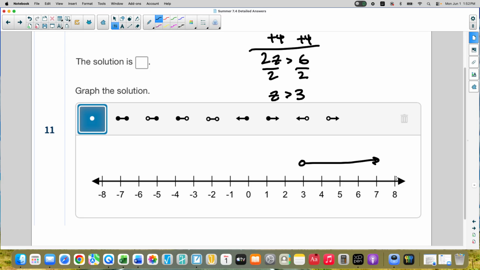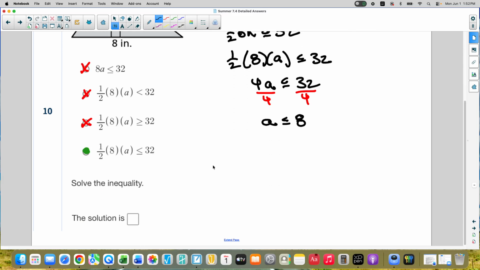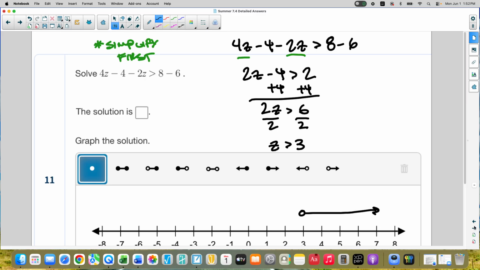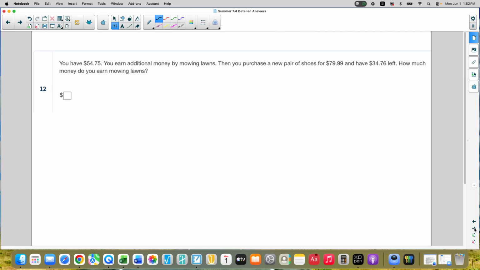Oh, there were two parts to that. Didn't see two parts to this. Second part was way down here, the solution. So the solution is my height, not my area, because it's A. My height must be less than or equal to 8. Sorry about that. Just multitasking here. Here is Z is greater than 3. We're graphing it. That looks good. I don't think there's any secondary. That's good. Okay. Number 12.